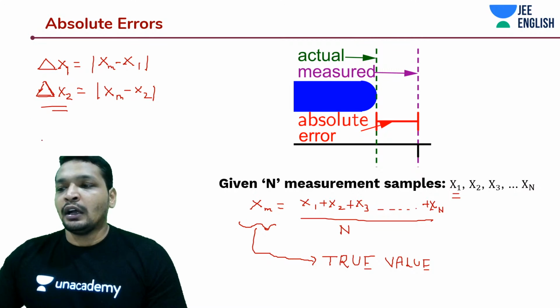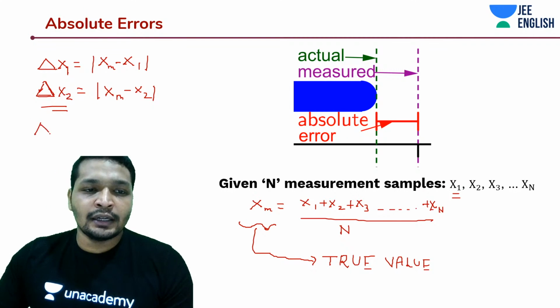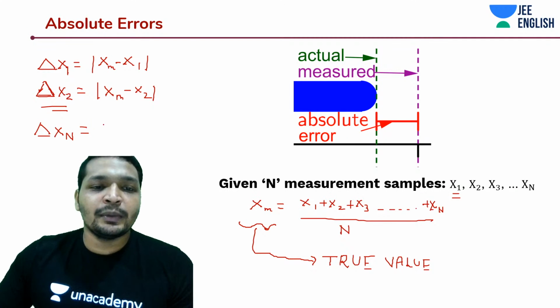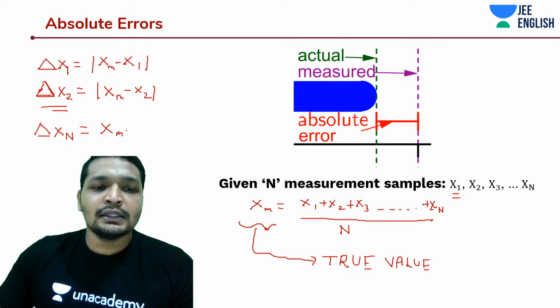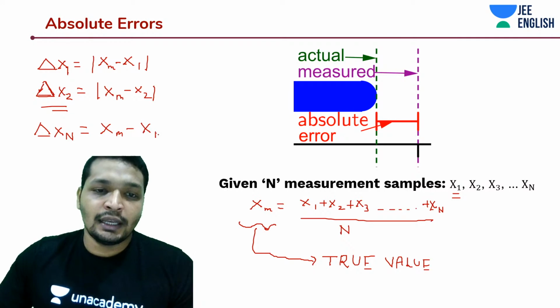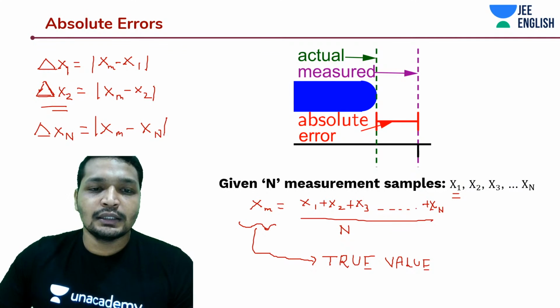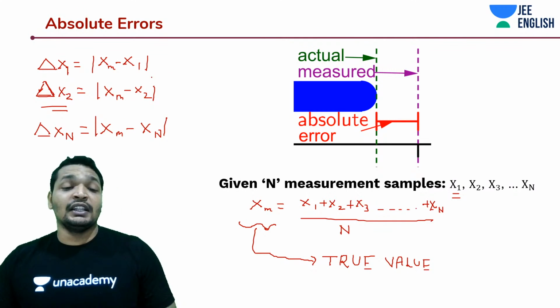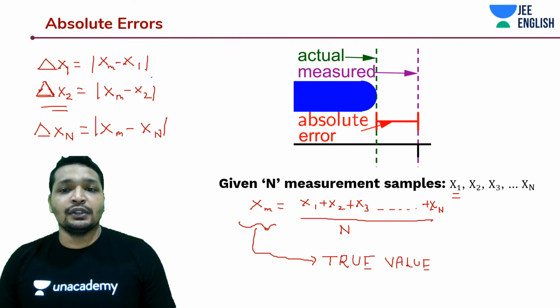So also for delta xn, you can write it down. You can write it down for x3. You can write it down for xn. It's going to be x mean minus xn. Sorry, xn. You can take out the mod sometimes when you're talking about whether it's lying on the left or the right. You can make sure you get it this way.